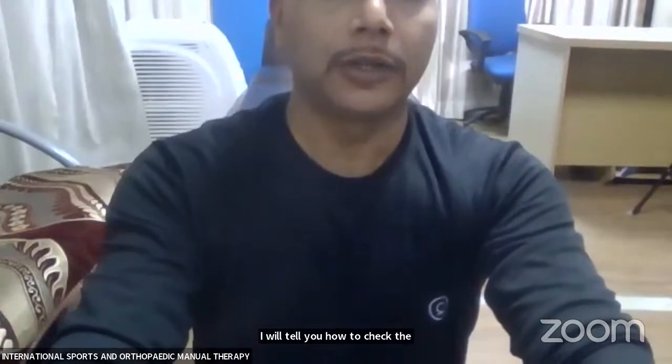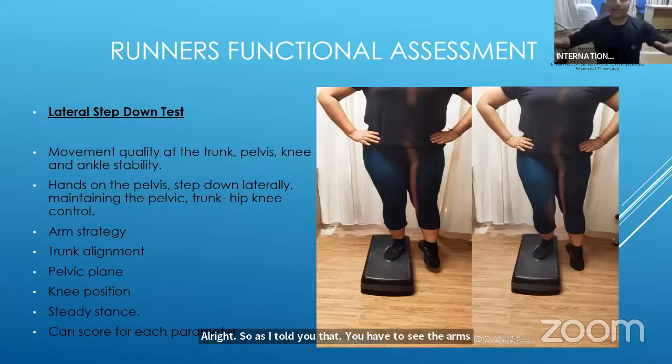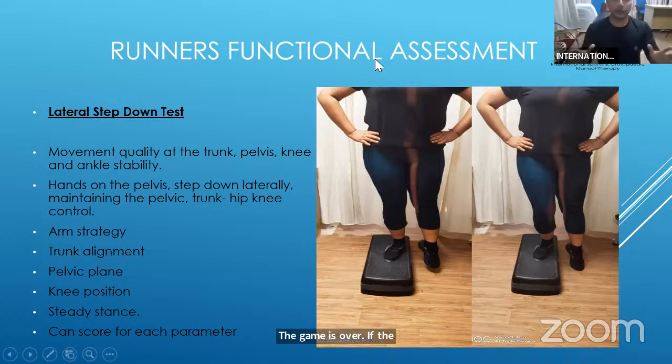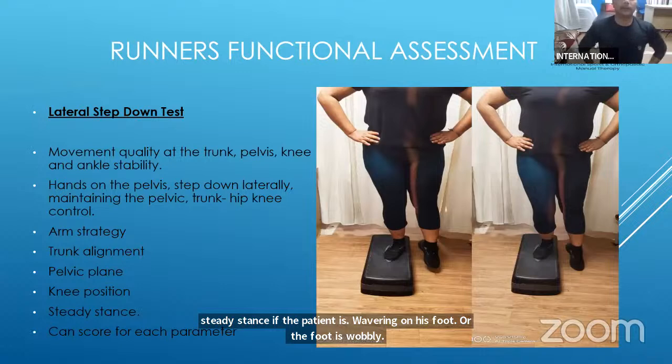I will tell you how to check the hamstring strength and the gluteus maximus differentiation. All right. So as I told you, you have to see the arms. If I lose the arms, if I try to catch myself, the game is over. If the trunk is leaning to one side or the other, the game is over. The pelvis drops, test is over. Knee position, knee tibial tuberosity going medially, that's a faulty pattern. The steady stance, if the patient is wavering on his foot, or the foot is wobbly, or the patient is kind of catching the balance like I was catching my balance, the test is over.